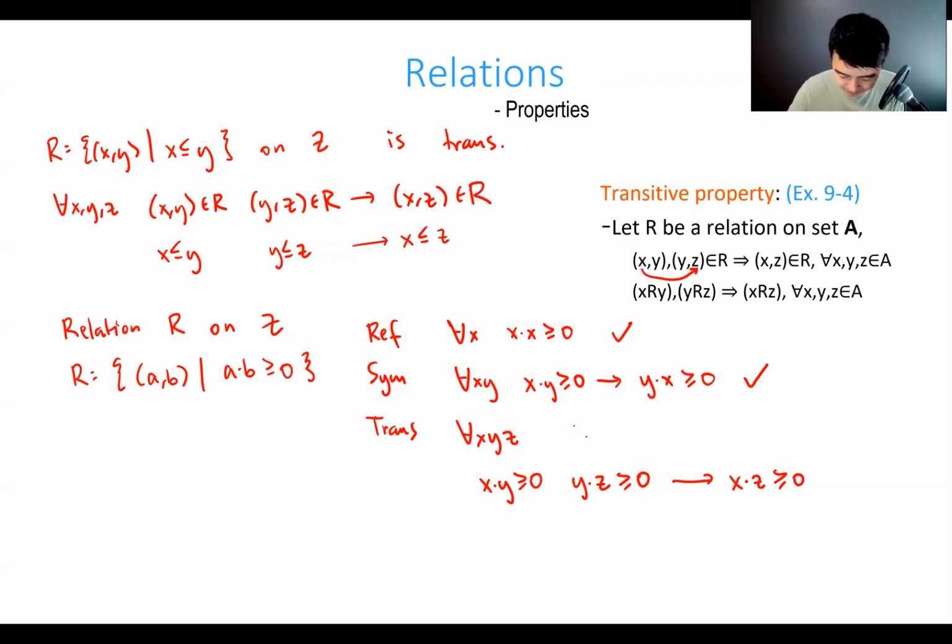It's actually false, because there is a counterexample. Let's say I have 1 times 0. Everyone would agree this is greater than or equal to 0. And then I can do 0 times negative 1, which is also greater than or equal to 0. But does this imply that 1 times negative 1 is greater than or equal to 0? No, it does not. There is our counterexample, and therefore this is not transitive.